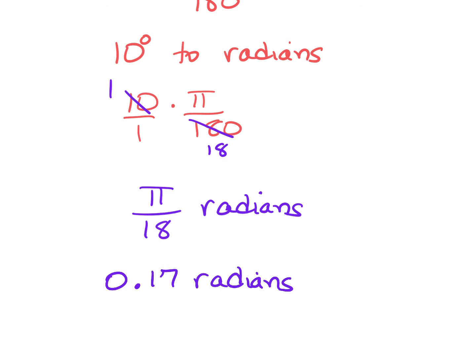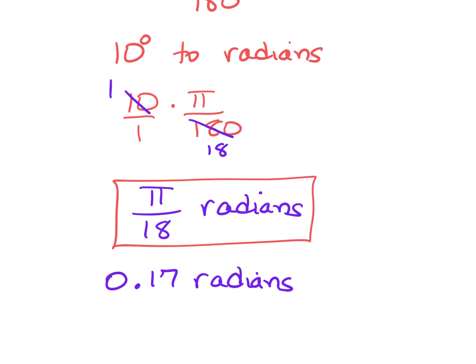Everybody with me on that? So this is 10 degrees, so it's approximately, in decimals, less than 1 radian. It's about 0.17 radians. However, in the homework tonight, you're leaving it in terms of pi.